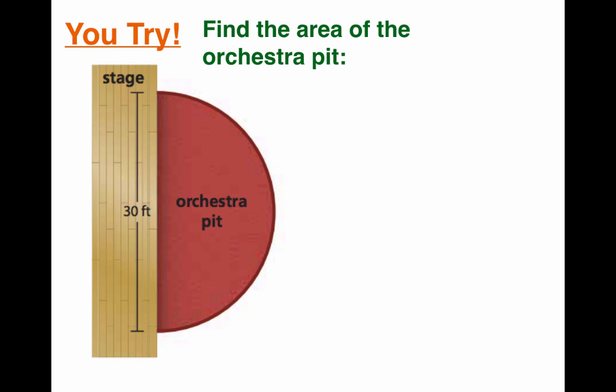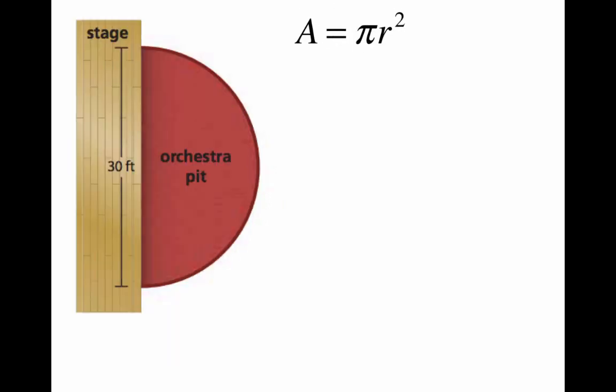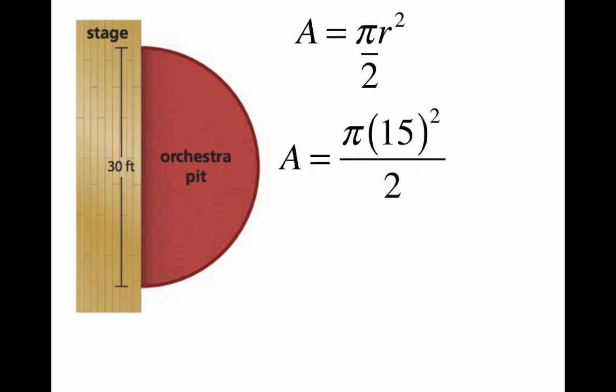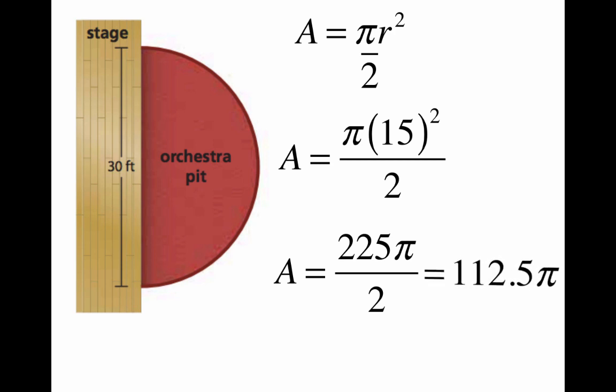Alright, let's check your answer. I'm hoping you are all done solving. We're going to find the area using the area equals pi r squared formula. Because it's a semicircle, we know we're going to divide by 2. Now the radius in this problem, you can see the orchestra pit has a 30-foot diameter, so half of that would be 15. So we're going to be doing 15 squared in our formula. And 15 squared is 225. So we have 225 pi divided by 2. Now 225 divided by 2 is 112.5 pi.